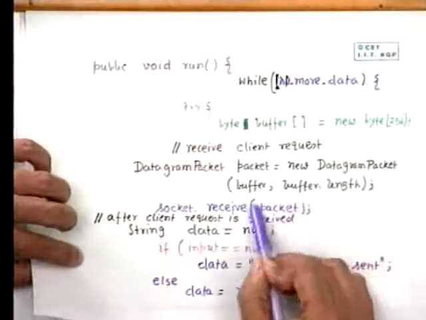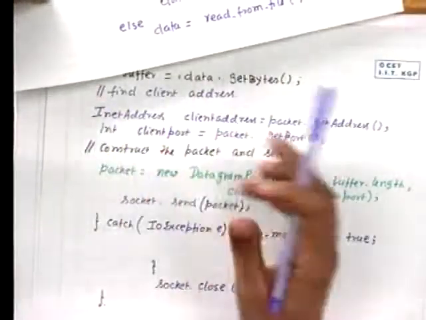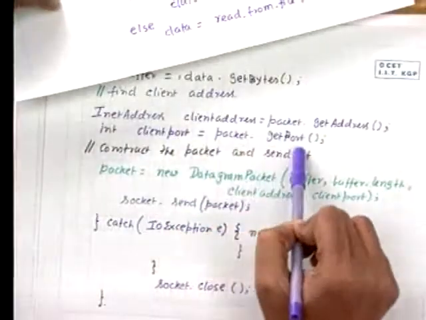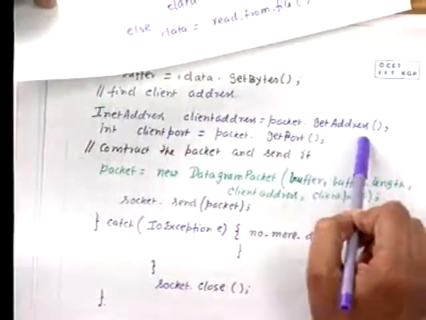So this packet, when it is being received, will contain the address. This is an INET address. Mind you, it can be either an IPv4 address with the complete physical address, or it can be a domain name which can be resolved. And then the integer client port, get port. Also we need to know the port number, so the packet's port number is also obtained.